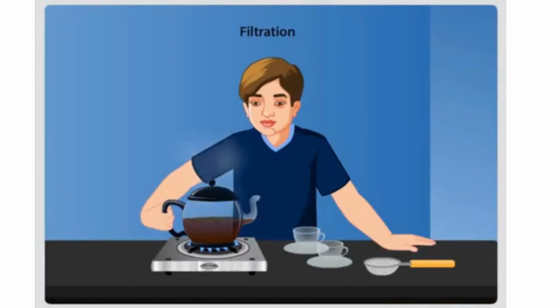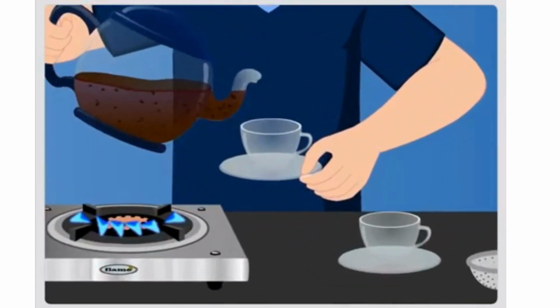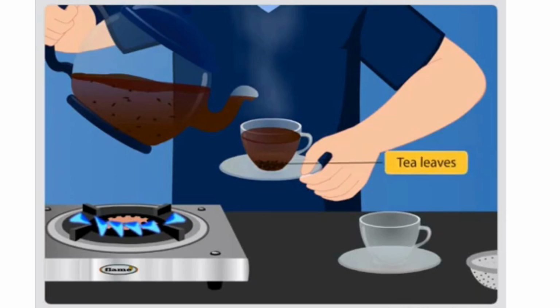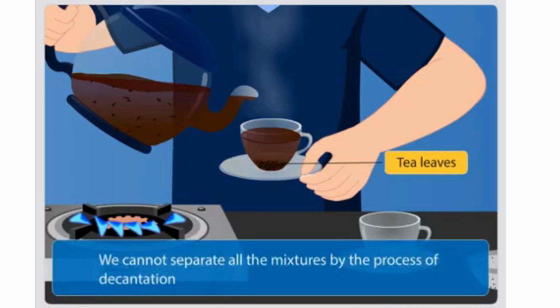Take freshly prepared tea. Decant tea from tea leaves. Look at the decanted tea. What do you see? You will see that a few leaves are still in your tea. Thus, we can conclude that we cannot separate all the mixtures by the process of decantation.